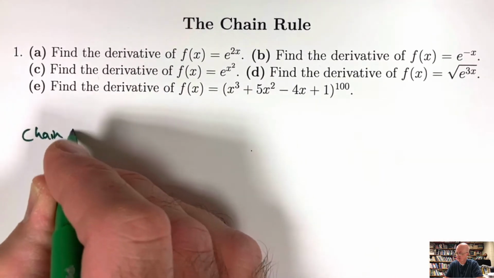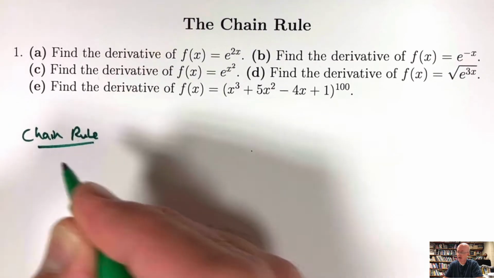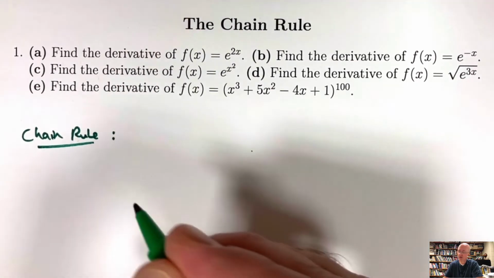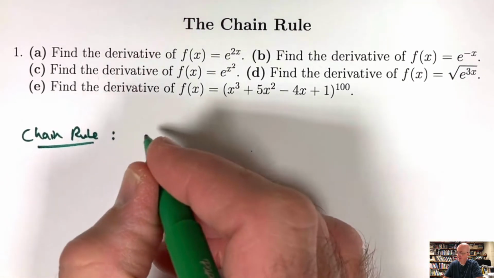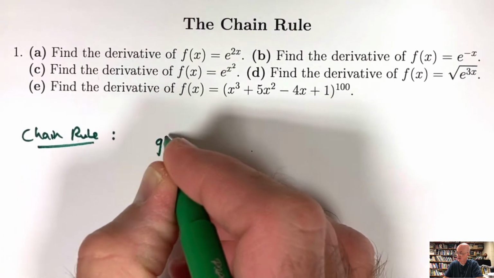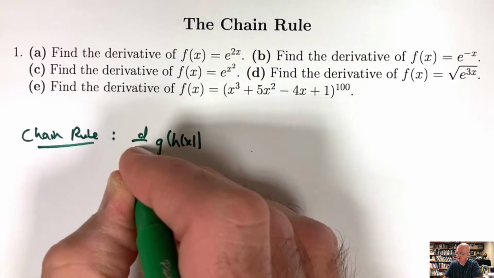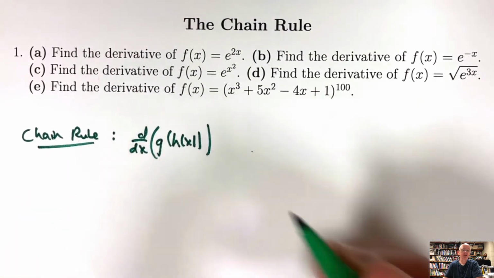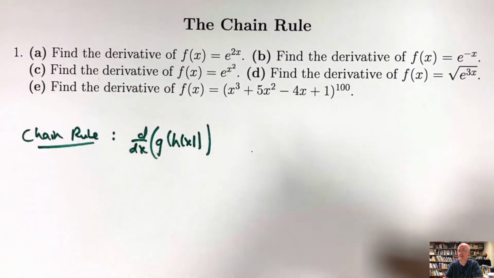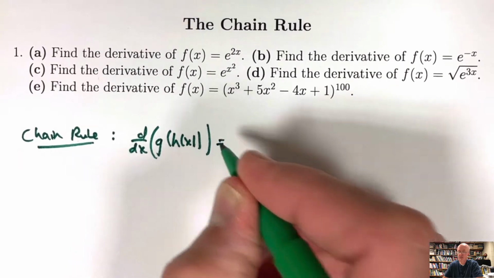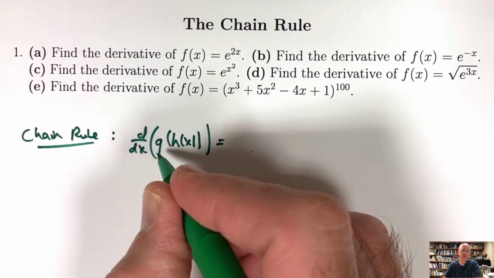The chain rule is all about differentiating functions that are compositions of two simpler functions, like a function g of h of x. We want to take the derivative of such a function when the functions g and h have derivatives themselves. They are differentiable. The chain rule says take the derivative of the outer function.